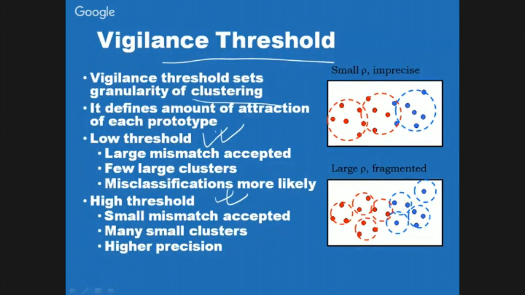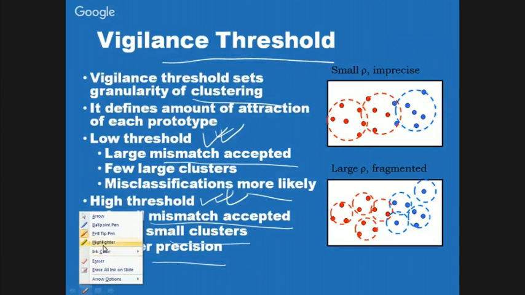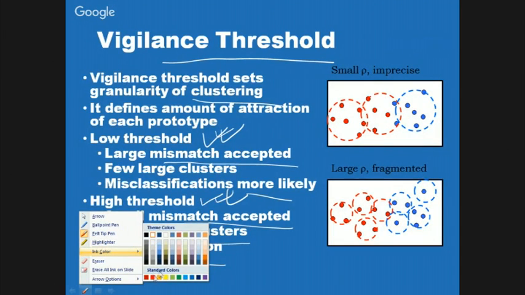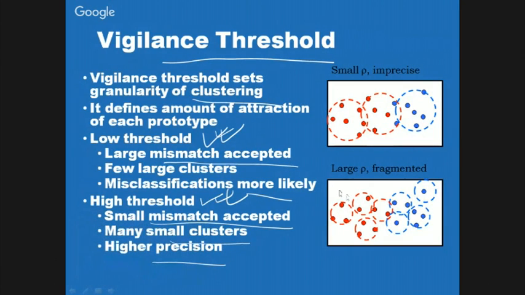So for the low threshold, large mismatch is accepted. But for the high threshold, small mismatch is accepted, right? Many small clusters, higher precision. Here it is lesser precision. That means if rho is large, then this is your large number of clusters. It is white in color, so it is not visible. Let me take the color red. Right? For the large rho, what will be the case? There will be a large number of clusters in there. For the small rho, it is not precise.